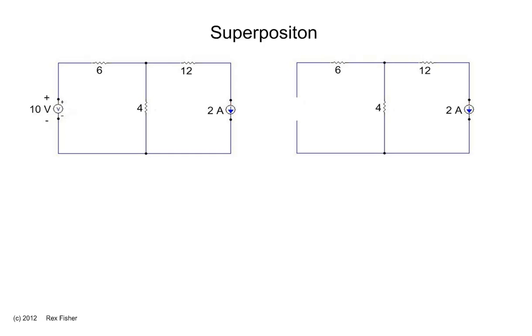The first step is to redraw the circuit with only one of its sources. We replace all of the other sources with their ideal internal resistance. Ideal voltage sources have no resistance, so they're replaced with wires. Ideal current sources have infinite resistance, so they're left open. The battery in this circuit is a voltage source, so I'll draw a wire where it used to be.